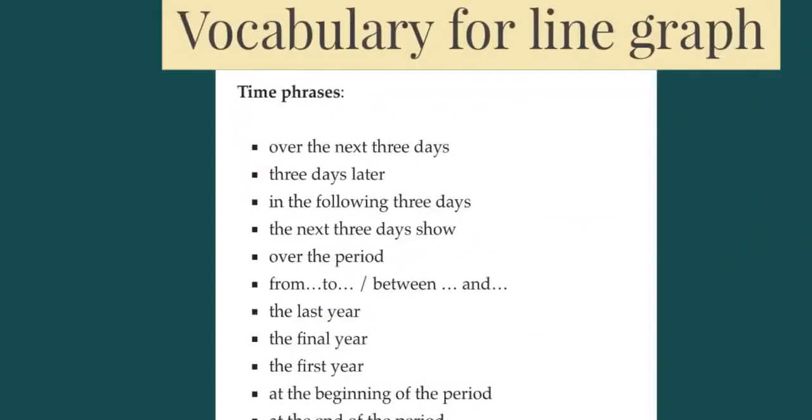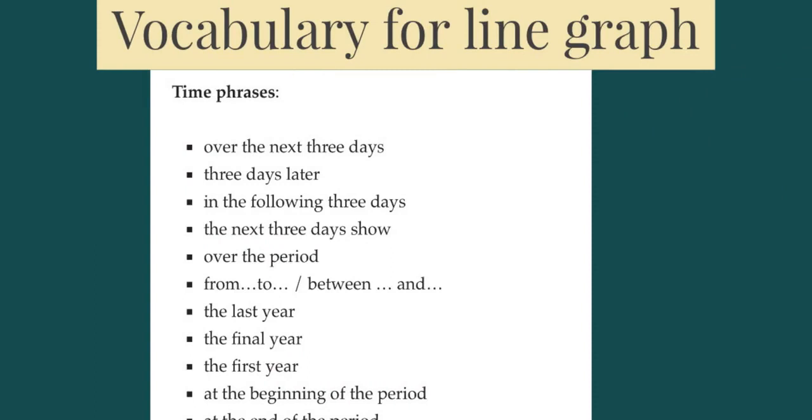Vocabulary also for line graph when you have to show the time phrases. Over the next 3 days, 3 days later, in the following 3 days, the next 3 days show over the period, from to, between and, the last year, the final year, the first year, at the beginning of the period, at the end of the period.